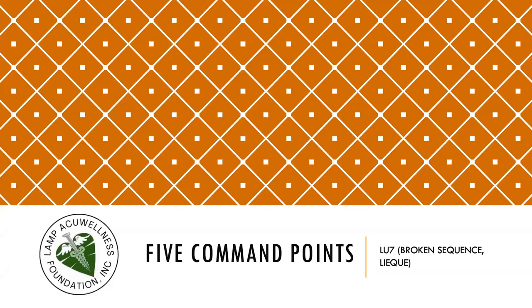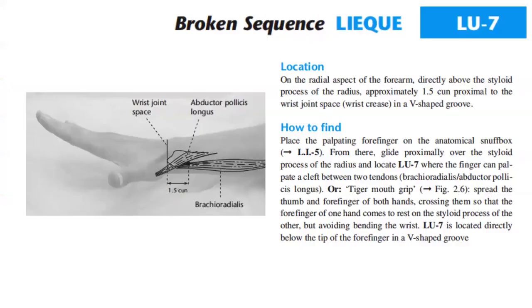Let us continue with the 5 command points. This time we talk about Lung 7, Broken Sequence. Lung 7 is located on the radial aspect of the forearm, directly above the styloid process of the radius, approximately 1.5 cun proximal to the wrist joint space, or the wrist crease, in a V-shaped groove.